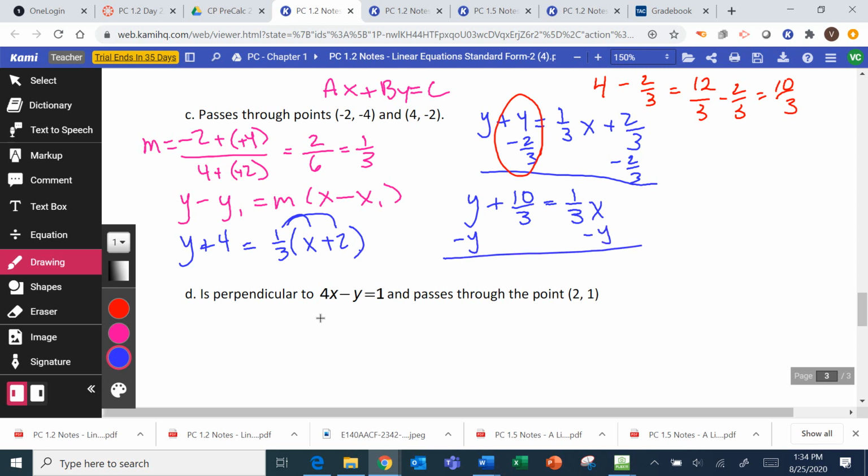So now I've got, and I'm going to rearrange it too, 1/3 x minus y equals 10/3. As long as you have the same stuff on the same sides, you can move those two sides around. It's the symmetric property from geometry. It allows you to move the two sides around. All right, now we're done, right? This is standard form, Brady, right?